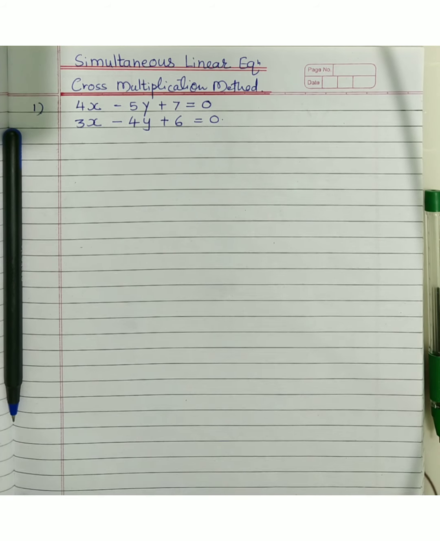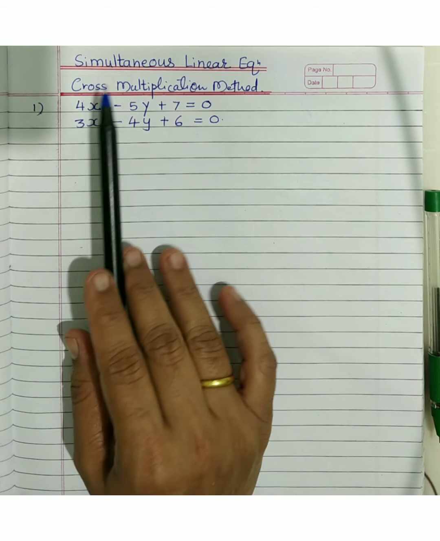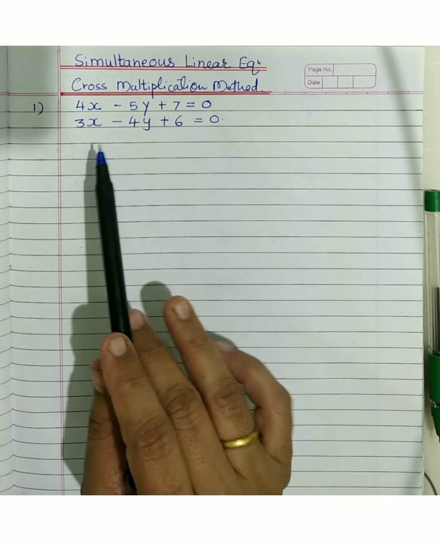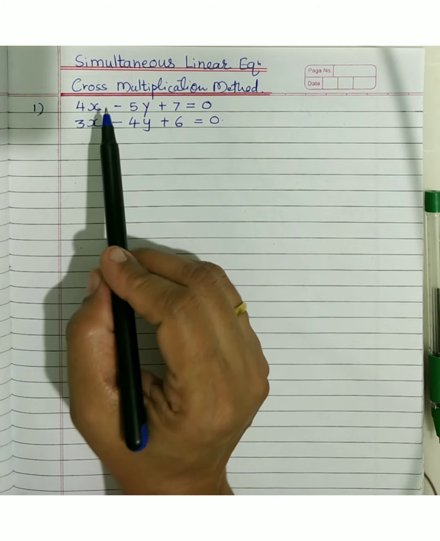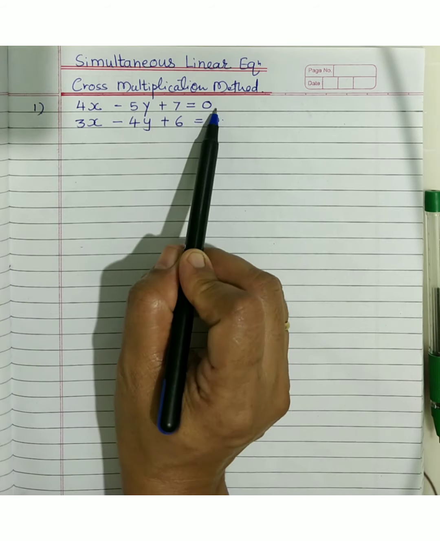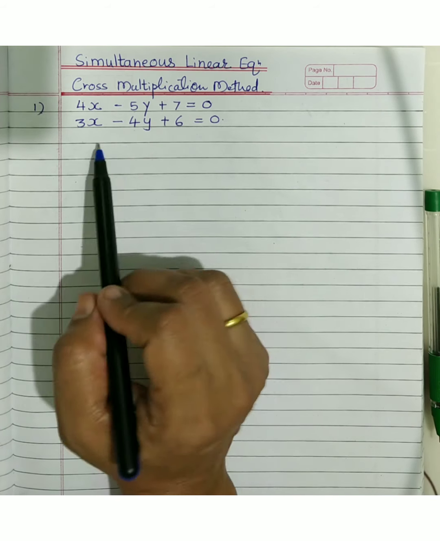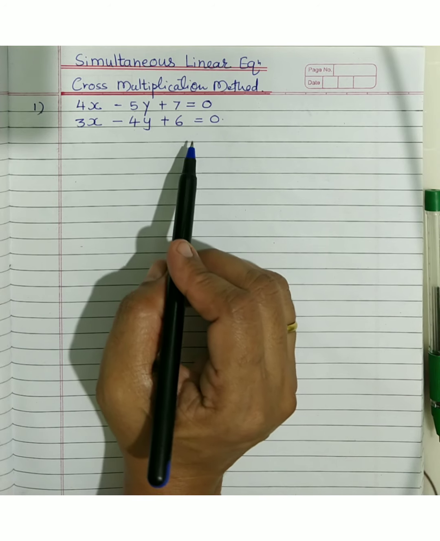Hello children, we are studying simultaneous linear equations. Today's class we shall see how to solve these equations using cross multiplication method. Okay. First question you just see directly I'll start. 4x minus 5y plus 7 is 0 and 3x minus 4y plus 6 is equal to 0 are any two simultaneous equations. We have to solve them.